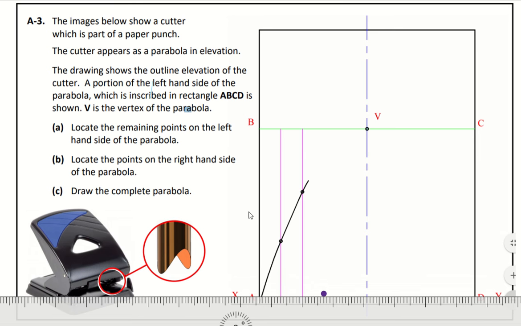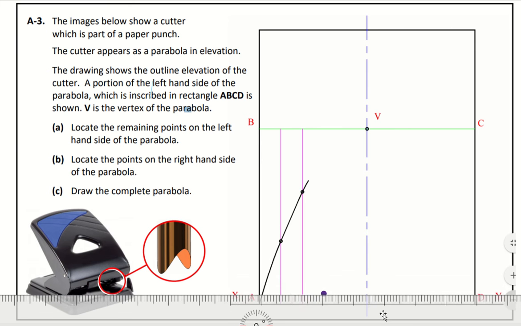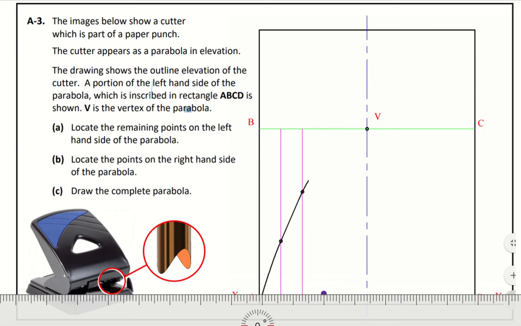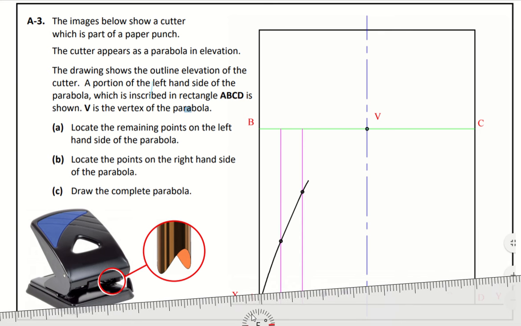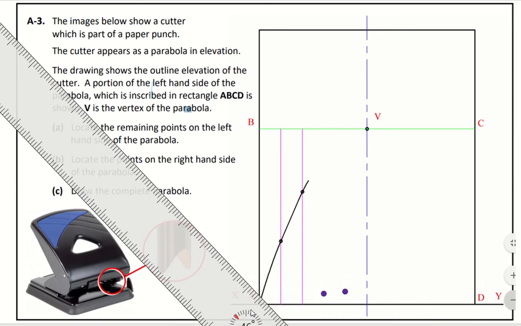Okay, and then I'm going to move my rule over and measure over 7 millimeters again. So 5, 6, 7, put another dot there. Okay, so it's divided into 1, 2, 3, 4, 5 parts as well. So let's draw a proper line down through them.